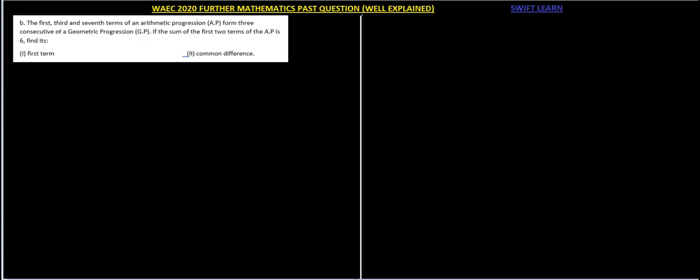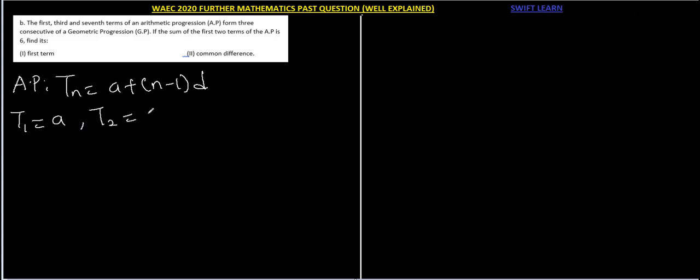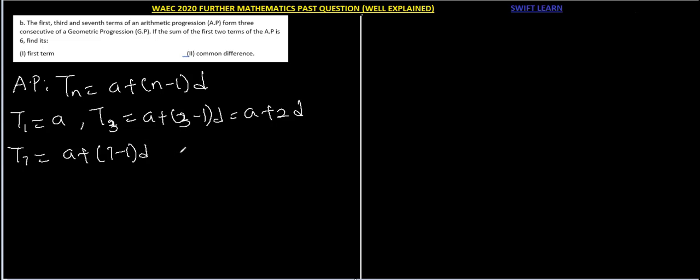So we have GP. What is GP? So what is AP? The formula for AP, T of n, is a plus (n minus 1) d. So we are told the first term, T of 1, is a, while T of 3 here means what? A plus (3 minus 1)d, that's a plus 2d. Then the seventh term, T of 7, is a plus (7 minus 1)d. That's a plus 6d.